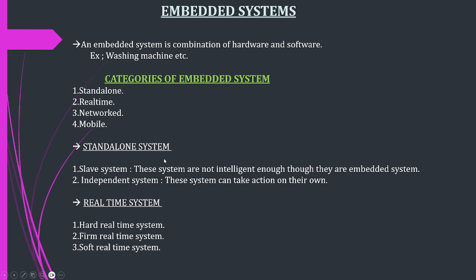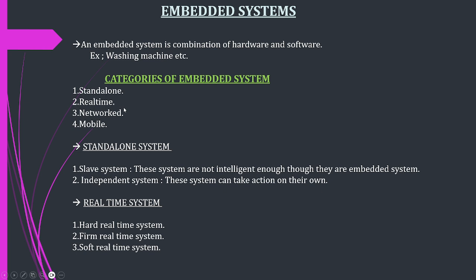Standalone system means an embedded system which is a self-contained computing system designed to perform a specific task without any external input or output. In a standalone system, we have two types: slave system and independent system. Slave systems are not intelligent enough, but they are embedded systems. Independent systems can take action on their own.